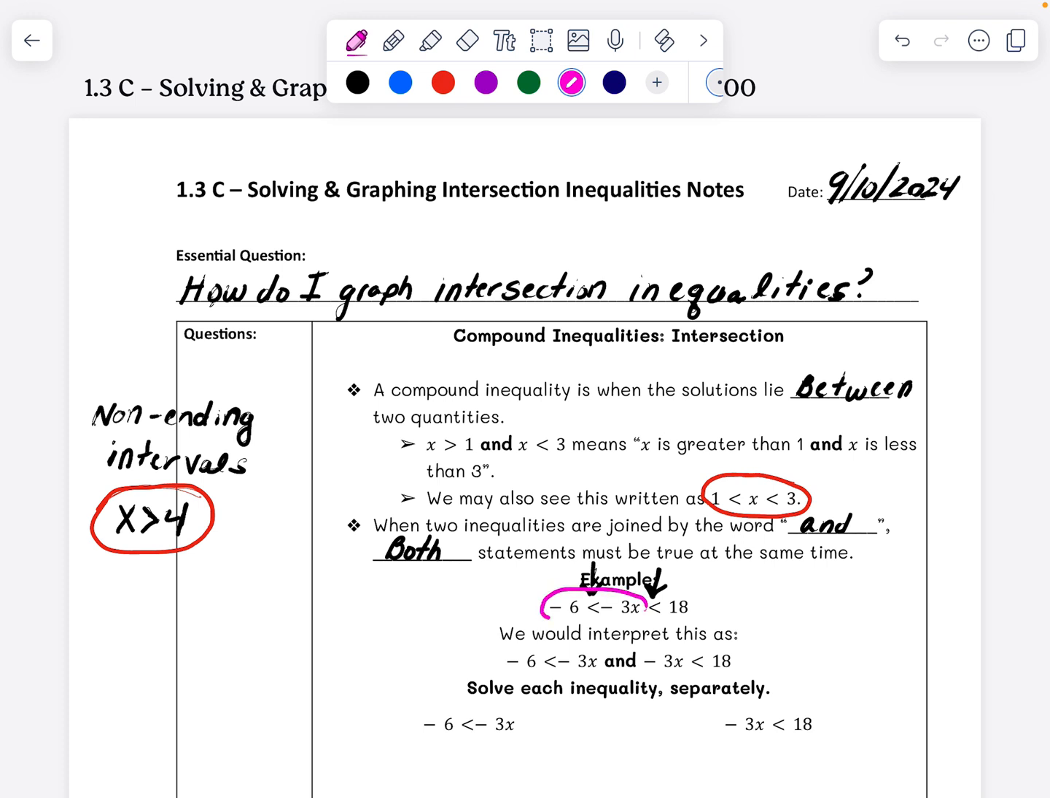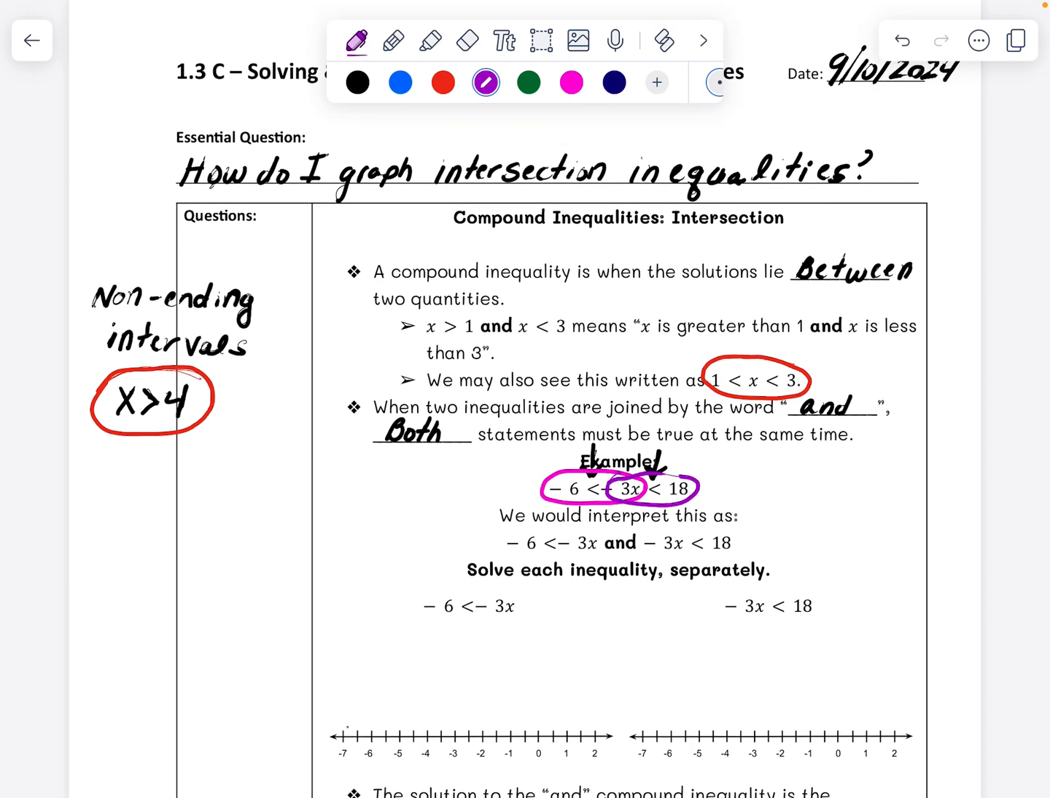Here's our first one. Here's our second one. All right, so let's do that. First start with negative 3x is greater than negative 6. So just solve it. We're going to divide by negative 3, both sides. Remember the golden rule of inequalities. When you divide or multiply by a negative, you're going to flip your inequality symbol.